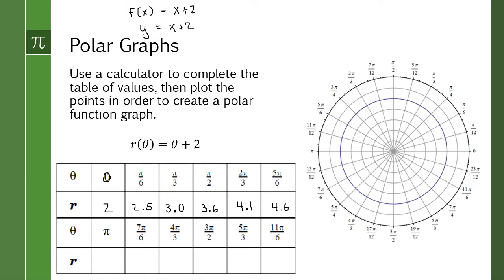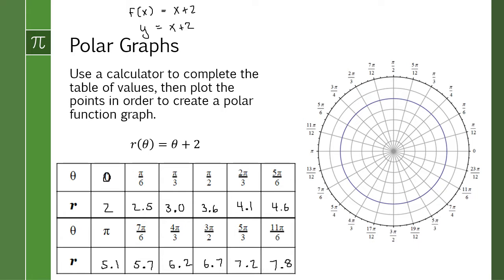And I'm just going to pause here and fill out the rest of the chart. I'm sure you guys could do it on your own. And here we go with the rest of the chart filled in. I get values of 5.1, 5.7, 6.2, 6.7, 7.2, and 7.8. Now we want to plot each of these points in order to create a polar function graph. So having just one point is interesting enough, but graphs are far more useful. So let's see what this ends up looking like.